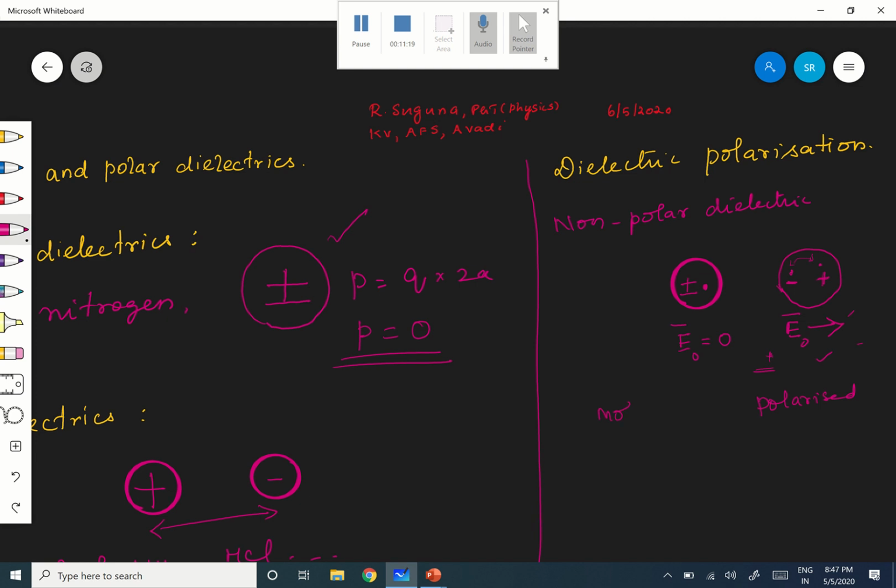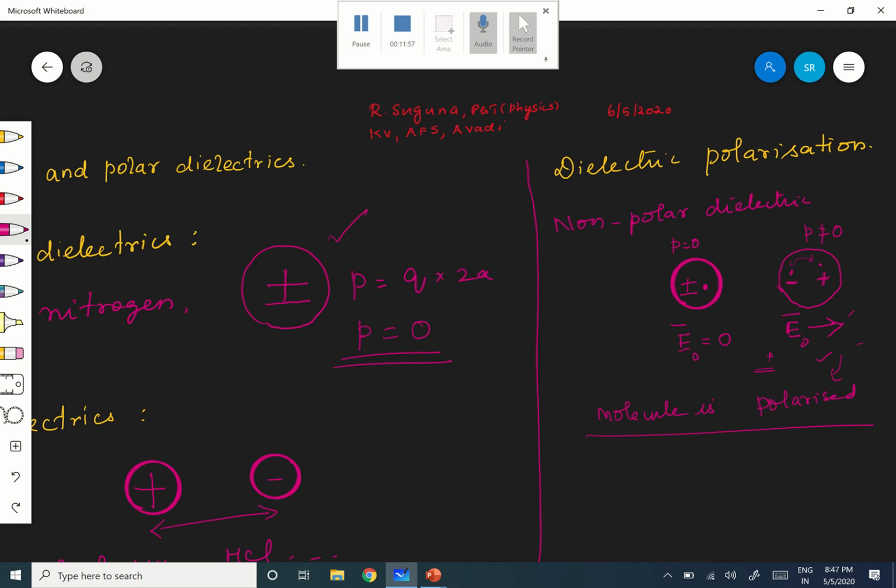Now the molecule is polarized. This is how non-polar dielectric molecules behave. Once it is polarized, it has some induced dipole moment. Previously there was no dipole moment, P is equal to 0. But here P is not equal to 0 because there is a non-zero dipole moment. This dipole moment is what is called induced dipole moment. It is not its own dipole moment, but exists in the presence of the electric field.